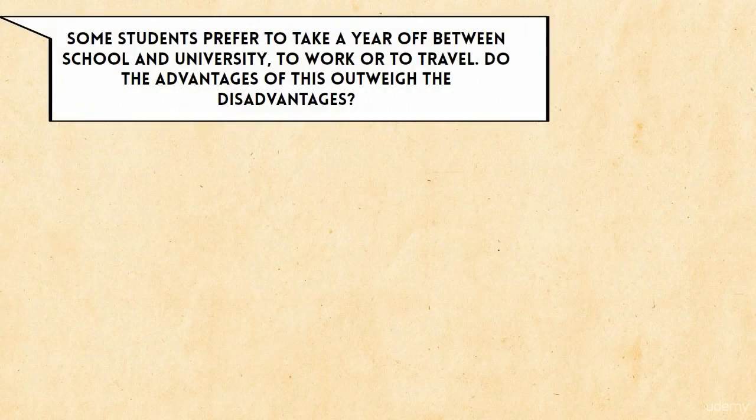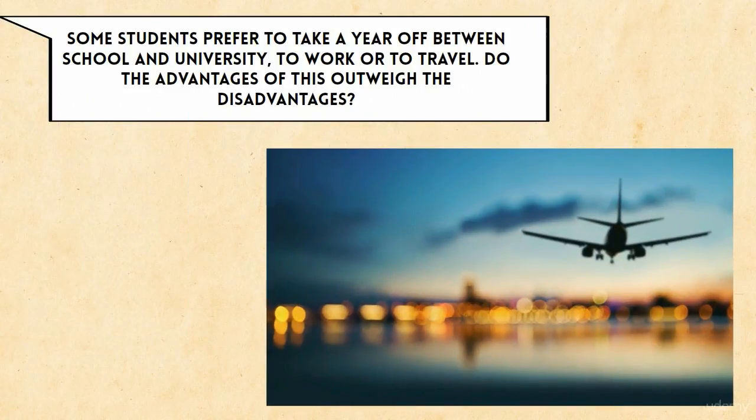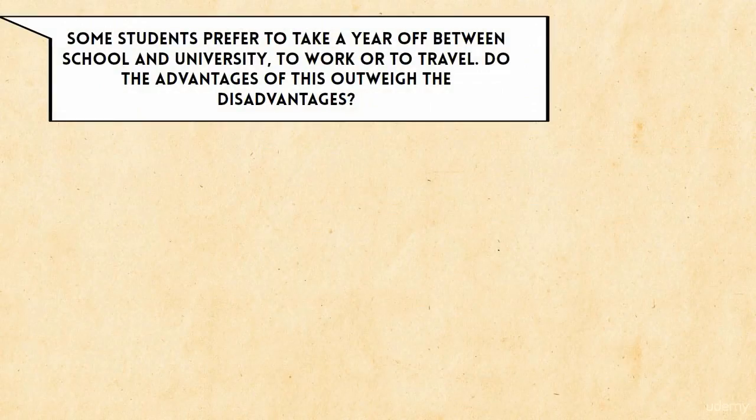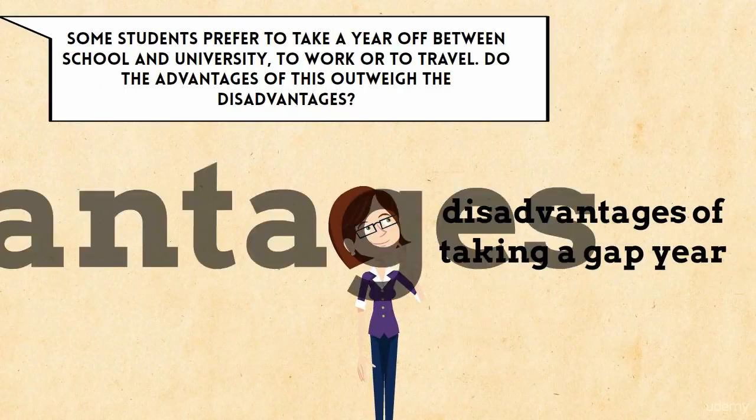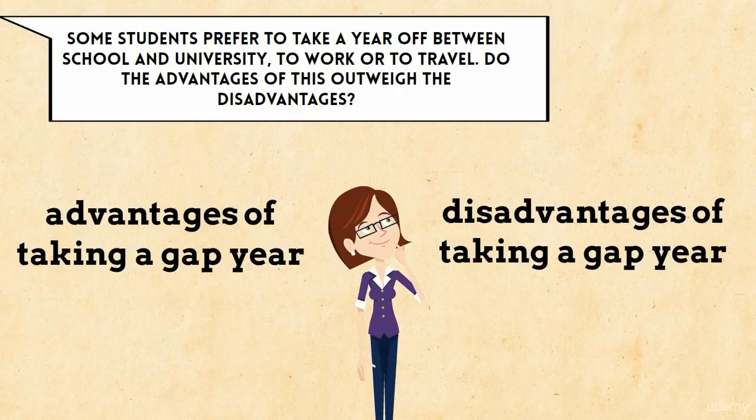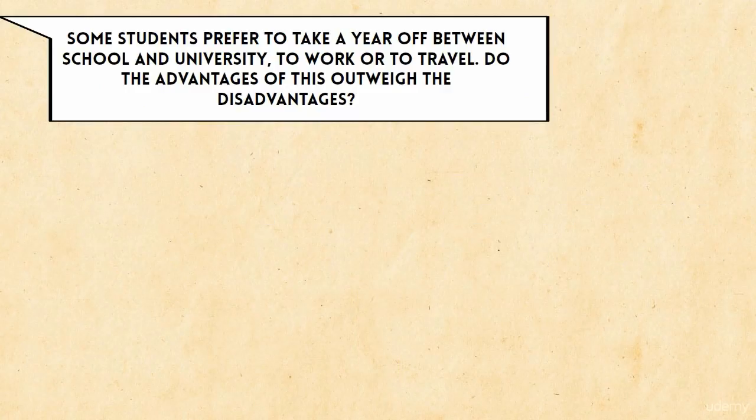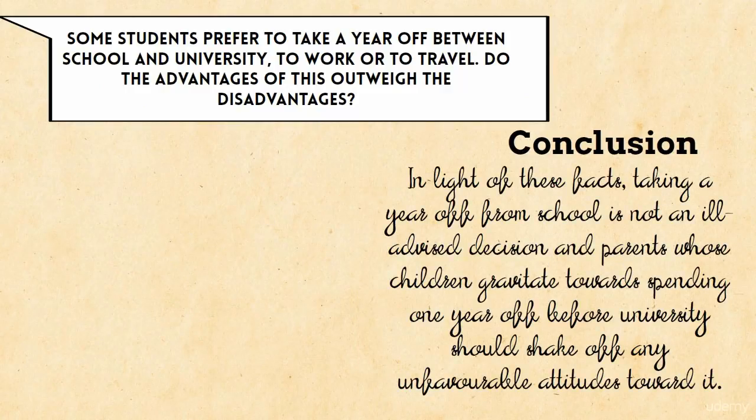Let's look at a few examples. Question 1. Some students prefer to take a year off between school and university to work or to travel. Do the advantages of this outweigh the disadvantages? In the body paragraphs, supposing we have discussed the disadvantages and advantages of taking a gap year.